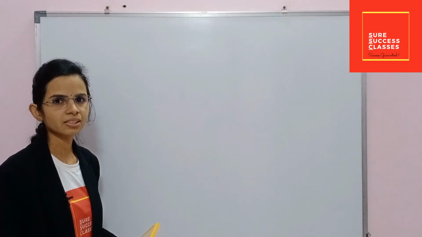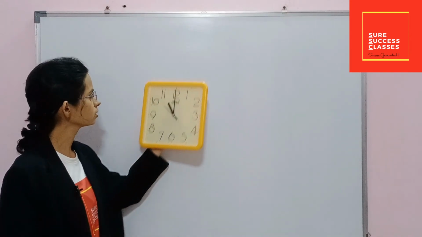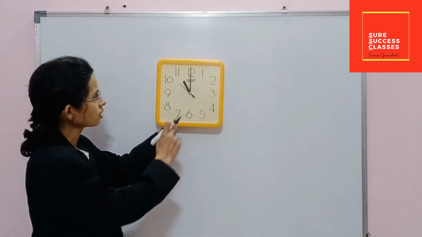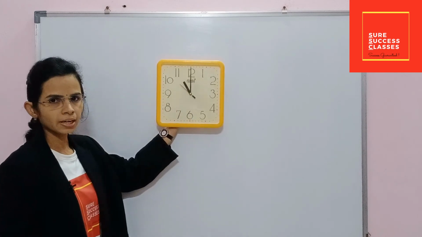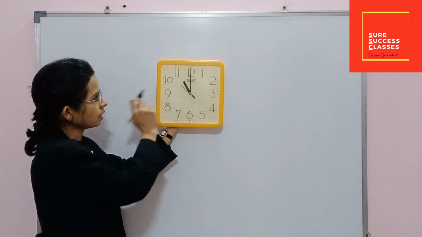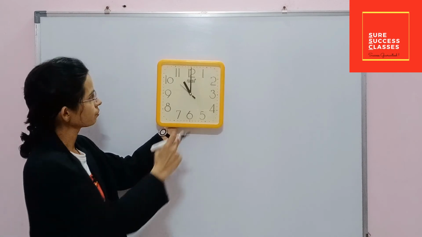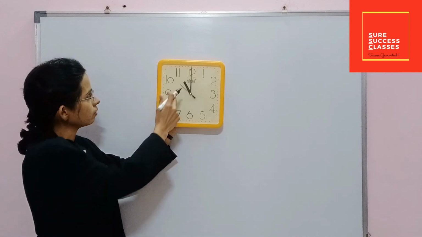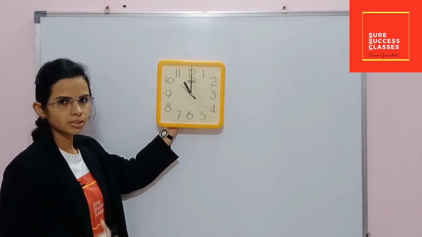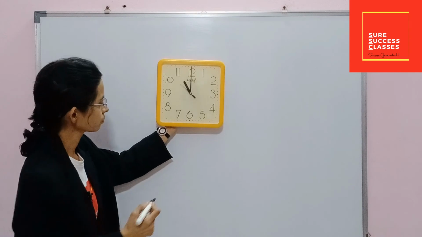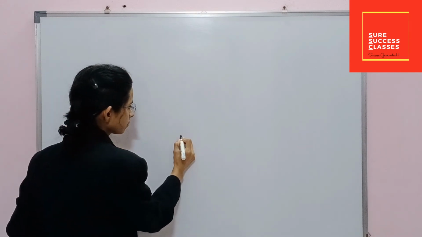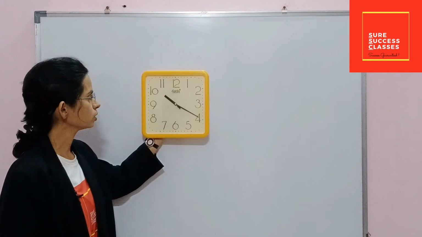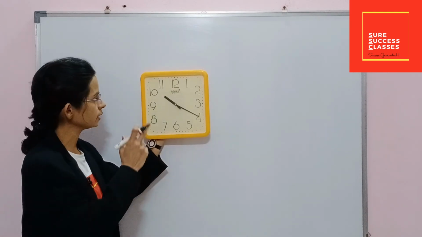Students, let's revise the session with the help of this wall clock. Here we have to mention the time. We know this is the minute hand and this one is the hour hand, and the third one is the second hand. Here the minute hand exactly points at 12 and the hour hand is at 11, means the time is 11 o'clock. So we can write the time as 11 o'clock.